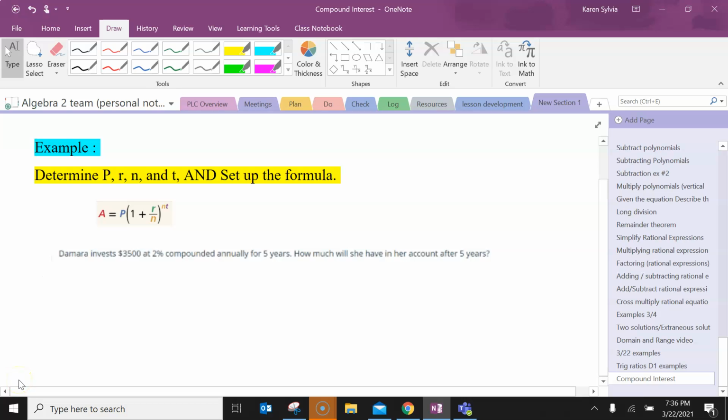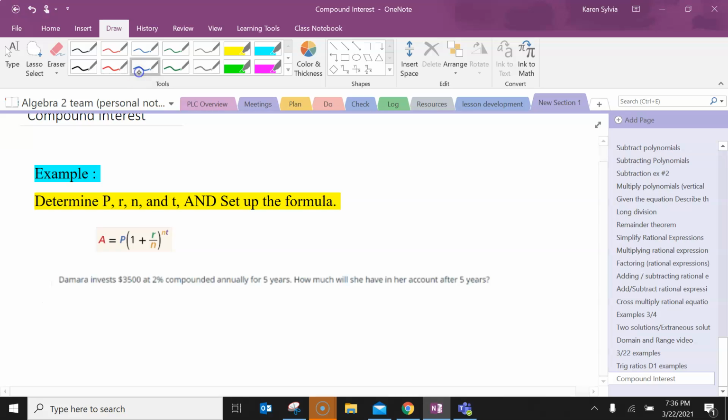Today we're going to look at compound interest. This is similar to the exponential growth models that we looked at yesterday, only there's a piece added in. What's added in today is this value n. Everything else, if you recall from yesterday, was a compound growth that looked like this.